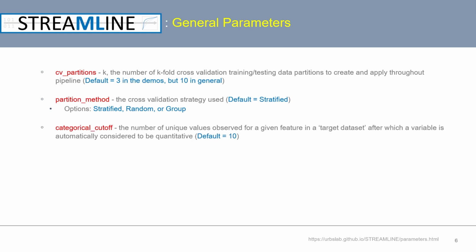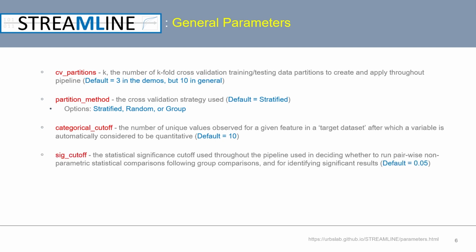Categorical cutoff is the run parameter used in the automatic discrimination of categorical versus quantitative features. Specifically, this cutoff is the number of unique values observed for a given feature in a target dataset, after which a variable is automatically considered to be quantitative. This parameter has a default value of 10, but will likely need to be updated to be successful for different datasets. SIG cutoff is the run parameter defining the statistical significance cutoff used throughout the pipeline.